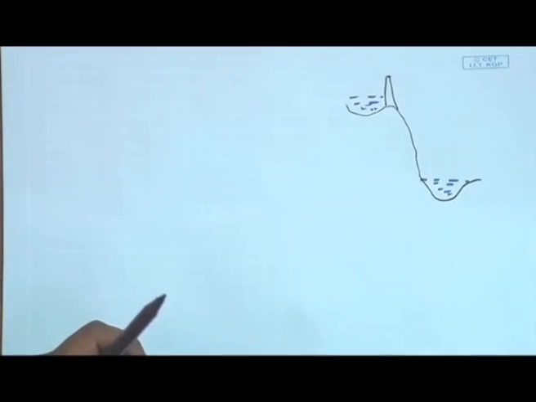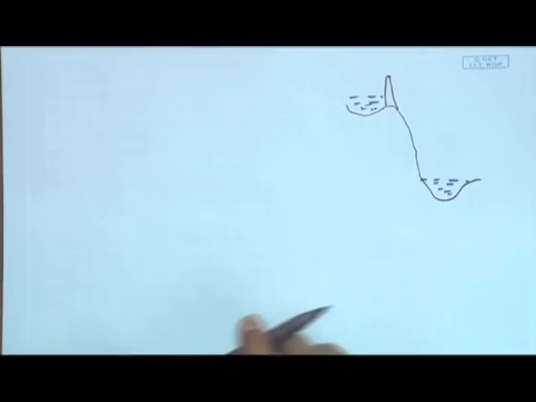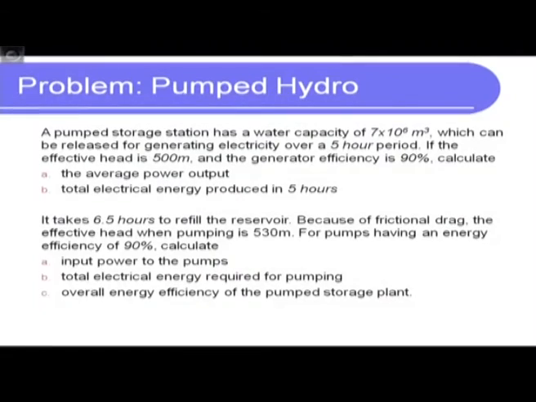Okay. So, this is my pumped hydro problem, and they said that it can be released for generating electricity over a 5-hour period. So, when we actually use the stored energy, we can use it for 5 hours. If the effective head is 500 meters, so effective head may or may not be equal to total head. Okay.